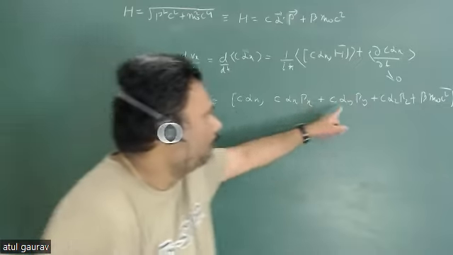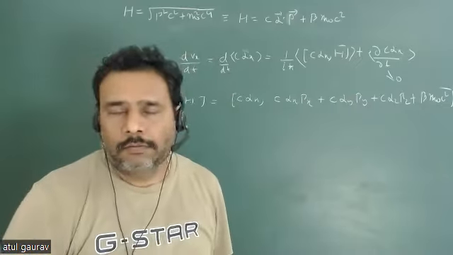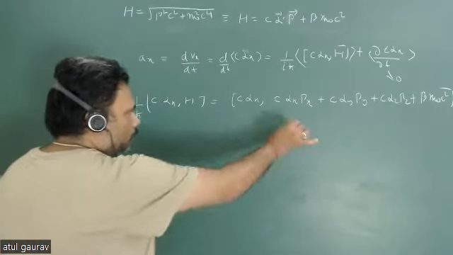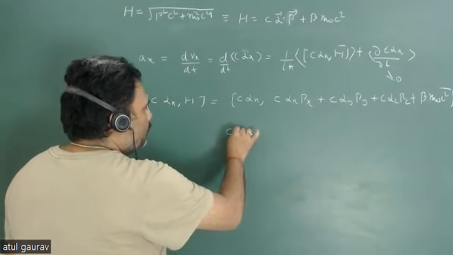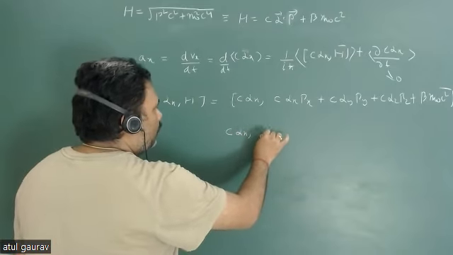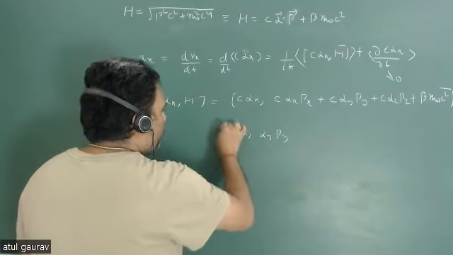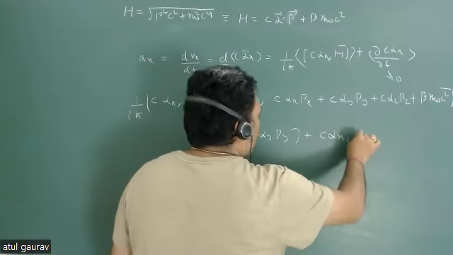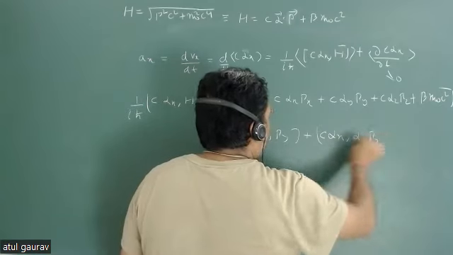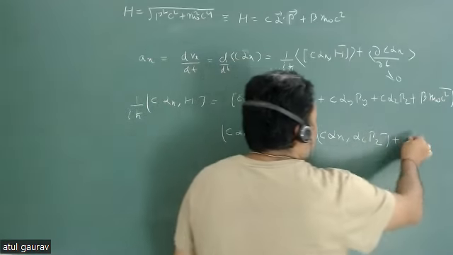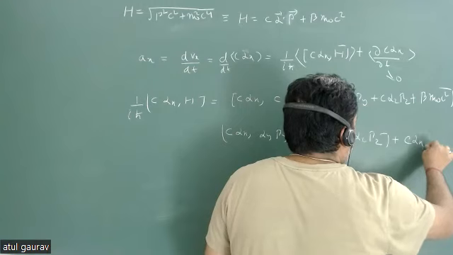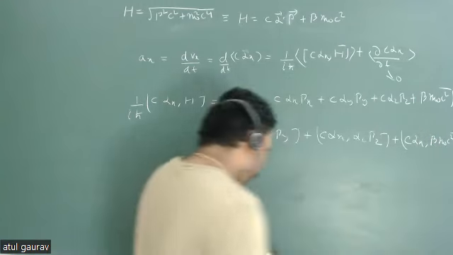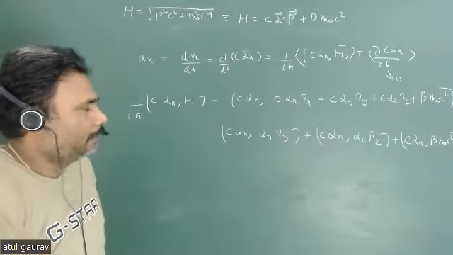Now, is it that alpha x and alpha y are going to commute? We have to see. So let's try to go for this. After reducing, what remains? c alpha x alpha y py plus c alpha x alpha z pz plus c alpha x beta m naught c square. Okay. So this is the thing.